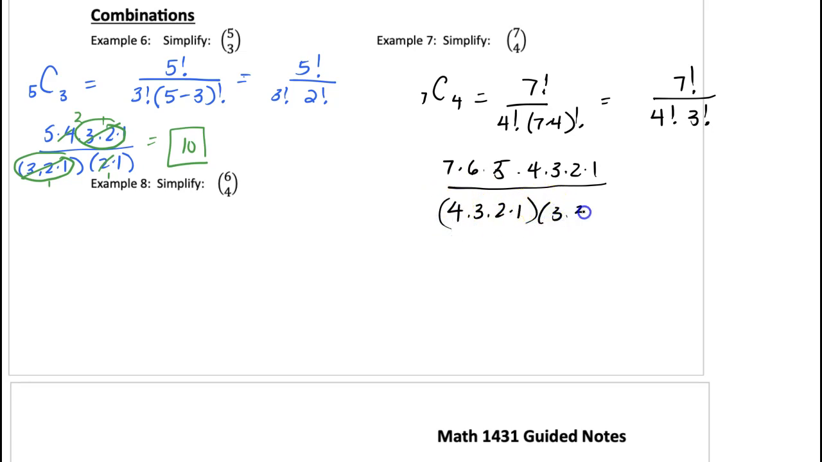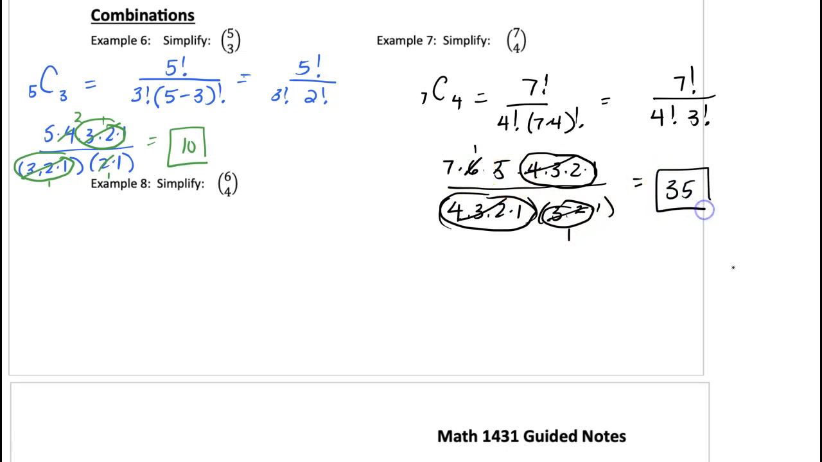For our purposes, writing down the individual factors is going to be a nice, quick, efficient way to do it. There are other ways to simplify these. 3 times 2 I know is 6, so that can reduce with the factor 6 in the numerator and become a 1. So we end up with 7 times 5 is 35.